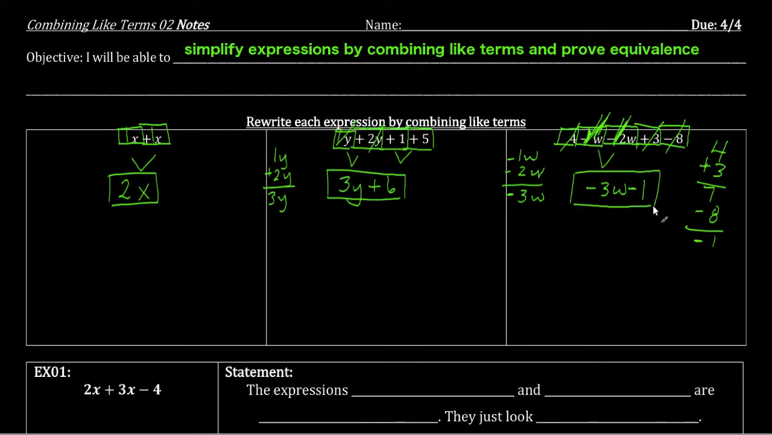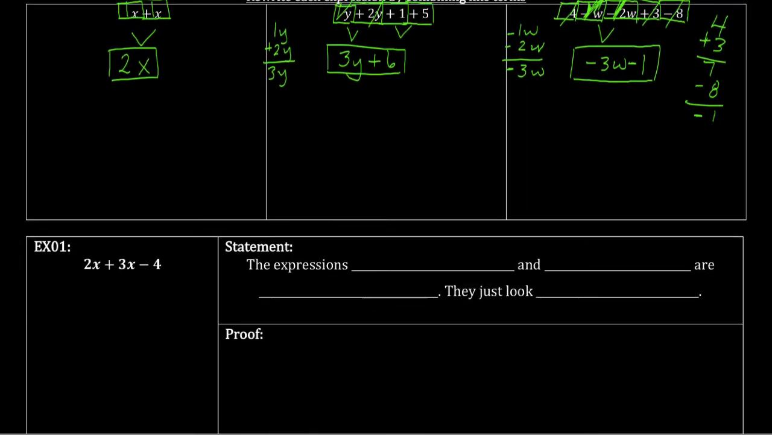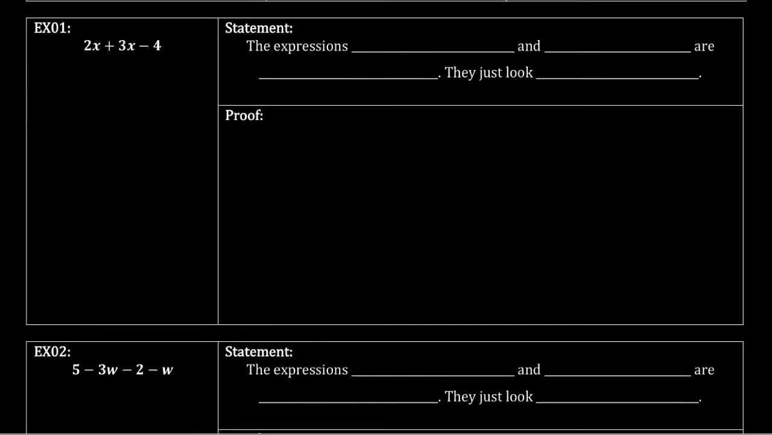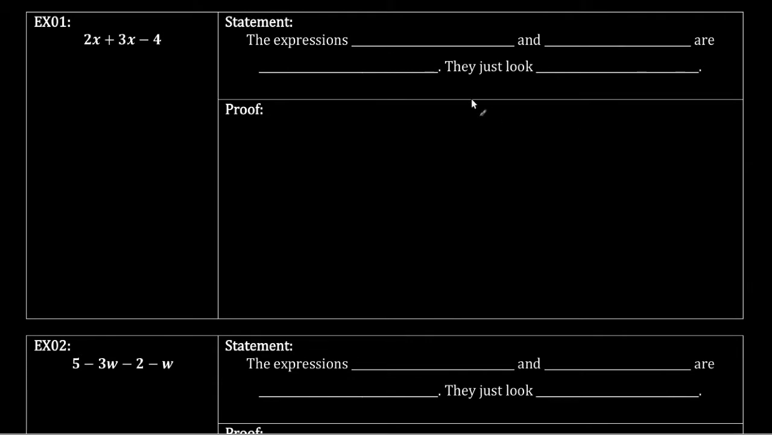Alright, so now let's go ahead and provide some proof, some way that we can check our answer. Now, this expression reads 2x plus 3x minus 4. So we have three terms. We have a 2x plus 3x minus 4. 2x plus 3x gives you a 5x, and we have a minus 4 sitting there by itself.